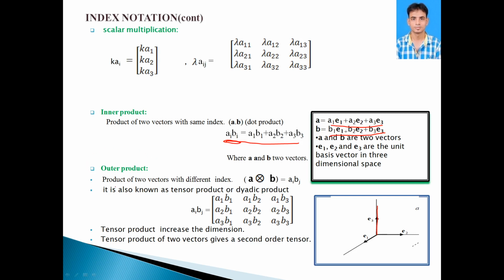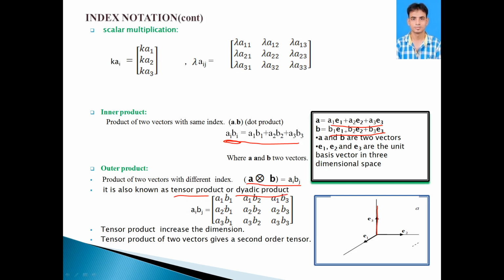Now another important operation is the outer product, which is also known as the tensor product. Symbolically, in initial form, it is denoted like this: A tensor product B, and it is simply a_i b_j, where i varies from 1 to 3 and j varies from 1 to 3. So this is also known as the tensor product or dyadic product.